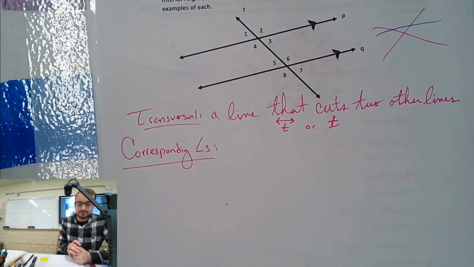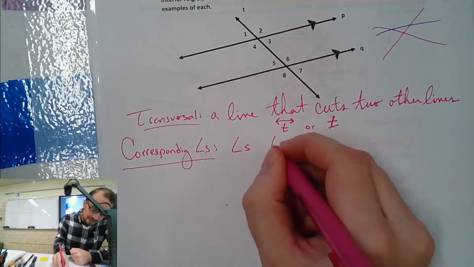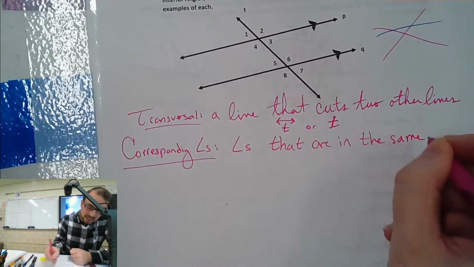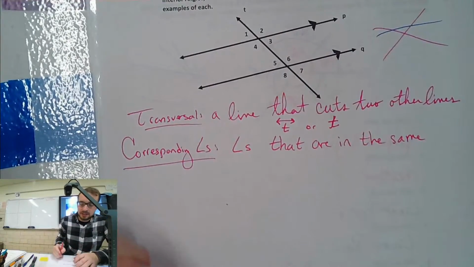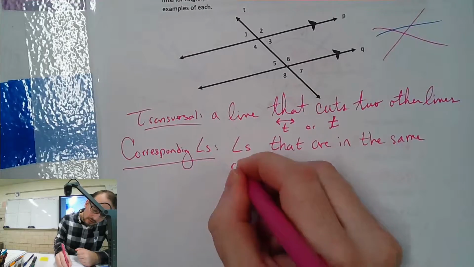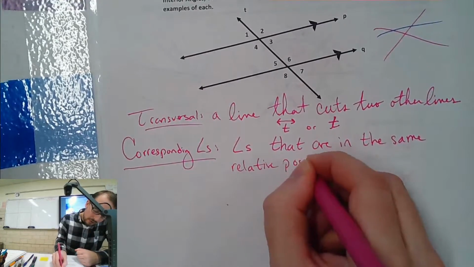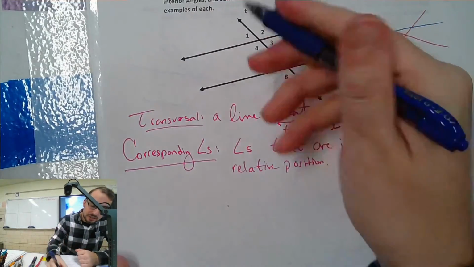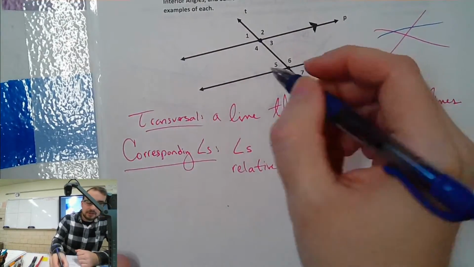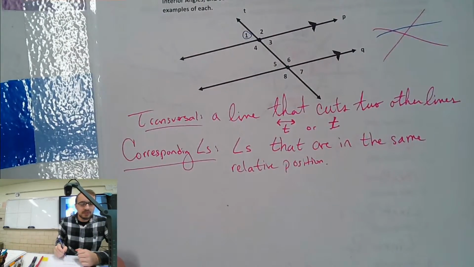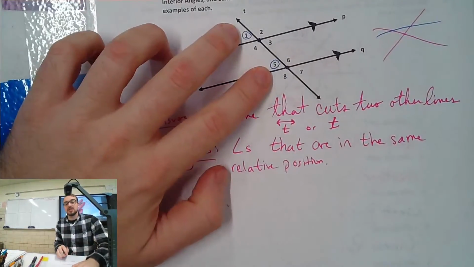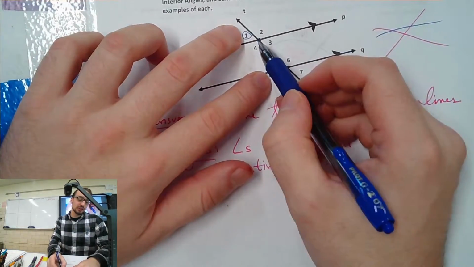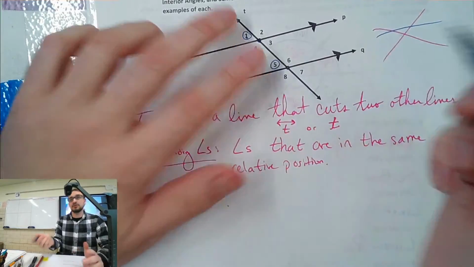Corresponding angles. Angles that are in the same relative position. Remember, relative, not the exact same position. If they're in the exact same position, they mold together into an abomination. What I mean by relative position is this. If you look at the top intersection, 1 is in the top left corner. If you look at the bottom intersection, 5 is in the top left corner. Are they in the same position? No, because they'd be right on top of each other. But they're in the same relative position. Relative to their intersection, top left, they're in the same spot, right?